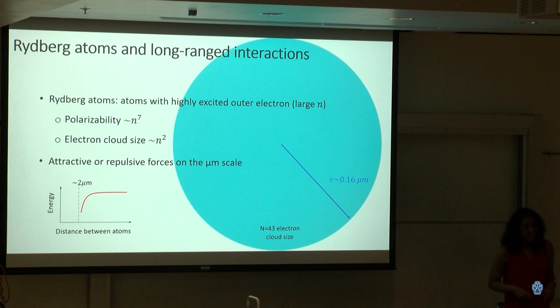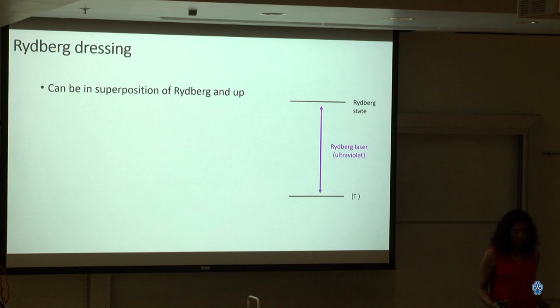It turns out that if you excite a cesium atom up to this Rydberg state, it will fall back down to its ground state within about 10 microseconds. Not a very long lifetime at all. So instead, there's a really neat trick we can play to extend the lifetime.